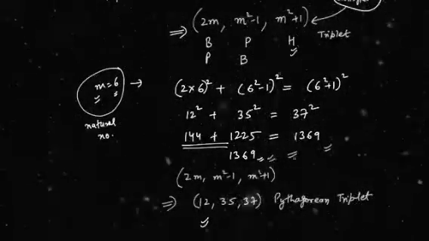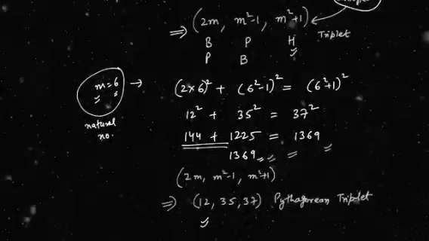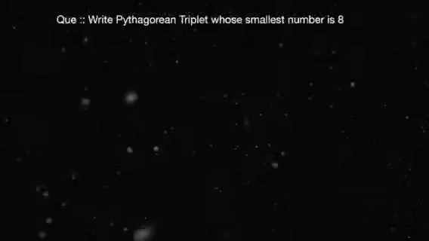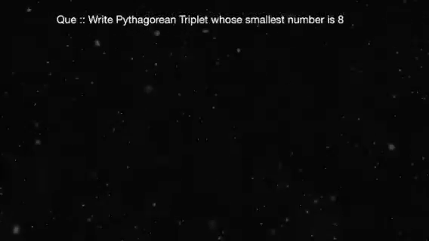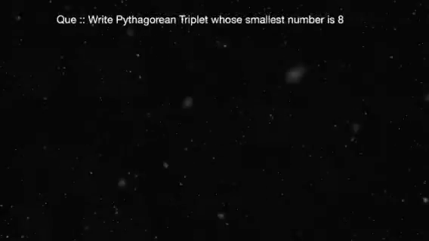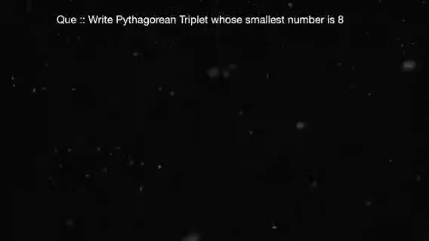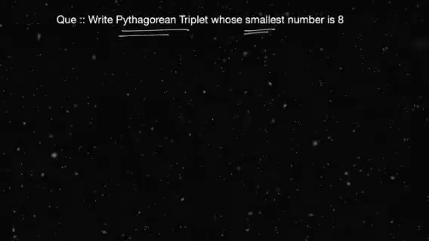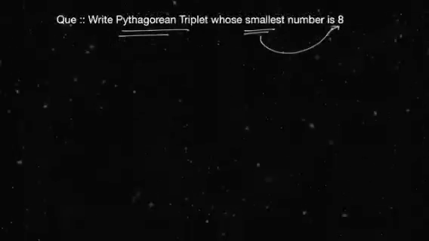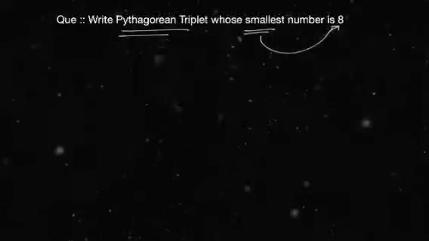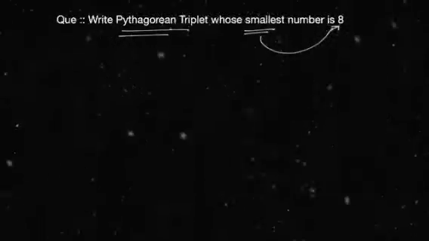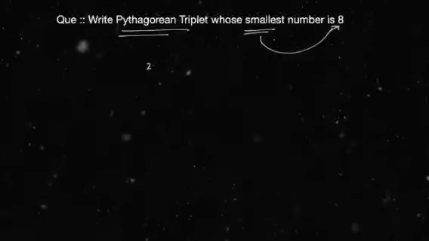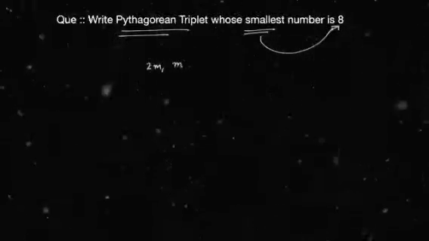Since we have taken m square plus 1 as our hypotenuse because it is the longest side. So for better understanding, let us solve one question. We have to write a Pythagorean triplet whose smallest number is 8. So it cannot be the hypotenuse, it can be the perpendicular or base. So let's find out. But before that, if you don't remember the formula, while solving the question, in the starting, write the formula in your copy and gradually it will be remembered by itself.